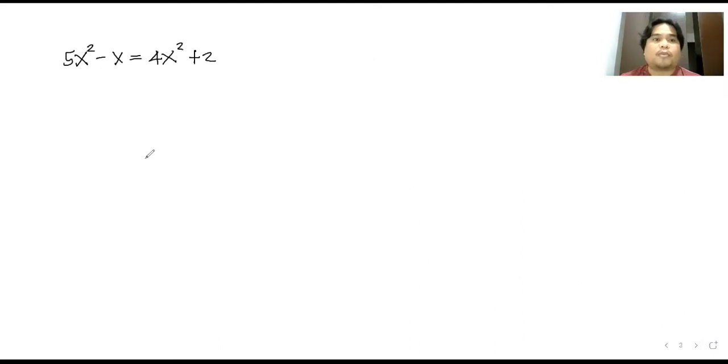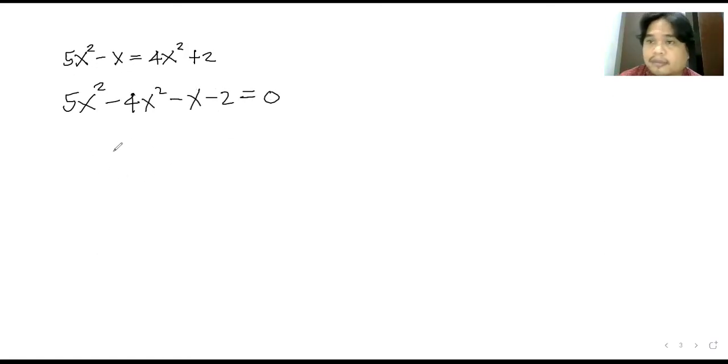How about for our second example? You have 5x squared minus x equals 4x squared plus 2. Now, I want you to remember that before doing anything else, make sure that your equation is expressed in standard form. If it's not, then do everything you can to express it in its standard quadratic form. So all we need to do here is just a little bit of transposition. So 5x squared, I'll transpose 4x squared from the right side to the left side. This becomes minus 4x squared minus x minus 2 equals 0.